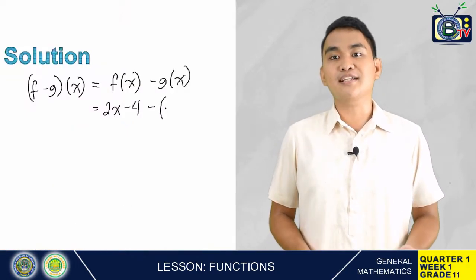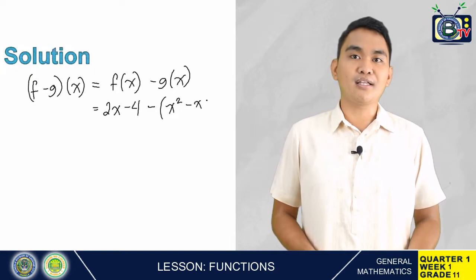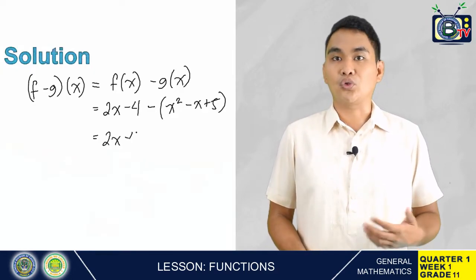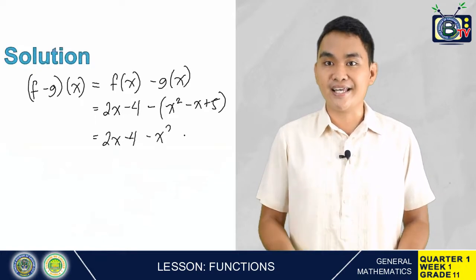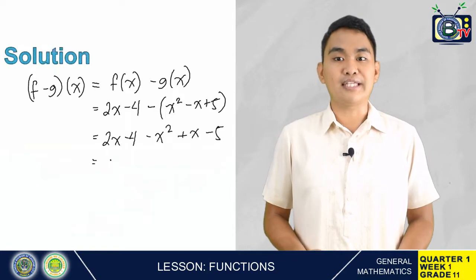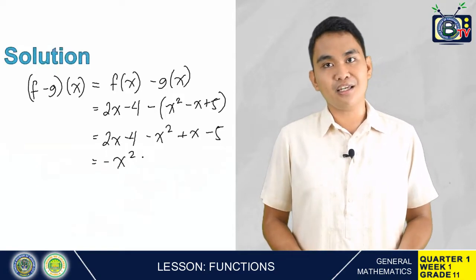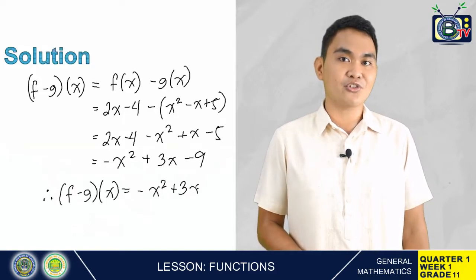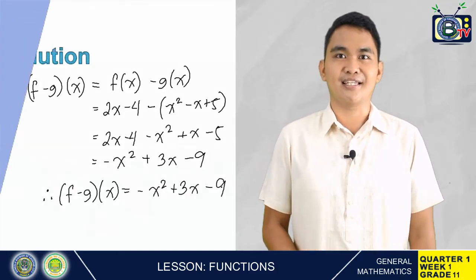We have 2x minus 4 minus the quantity x squared minus x plus 5. So 2x minus 4 minus x squared plus x minus 5 is equal to negative x squared plus 3x minus 9. Final answer, we have negative x squared plus 3x minus 9.